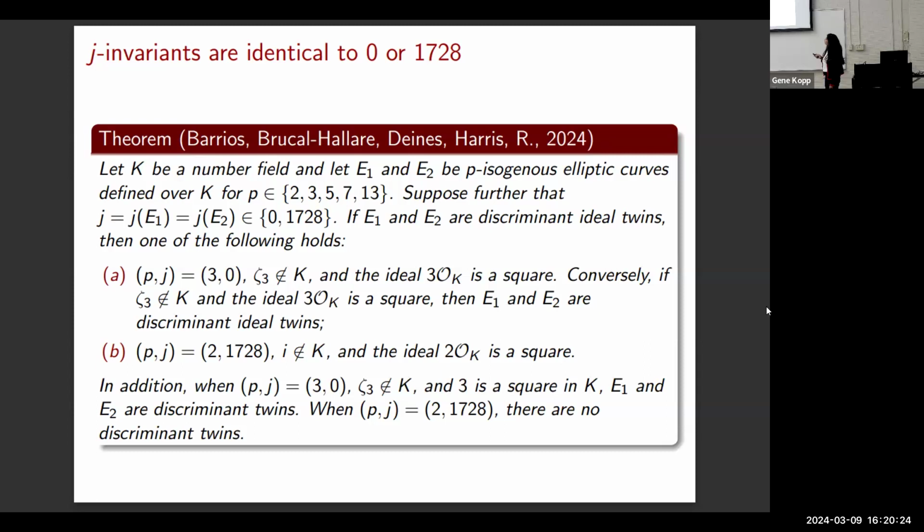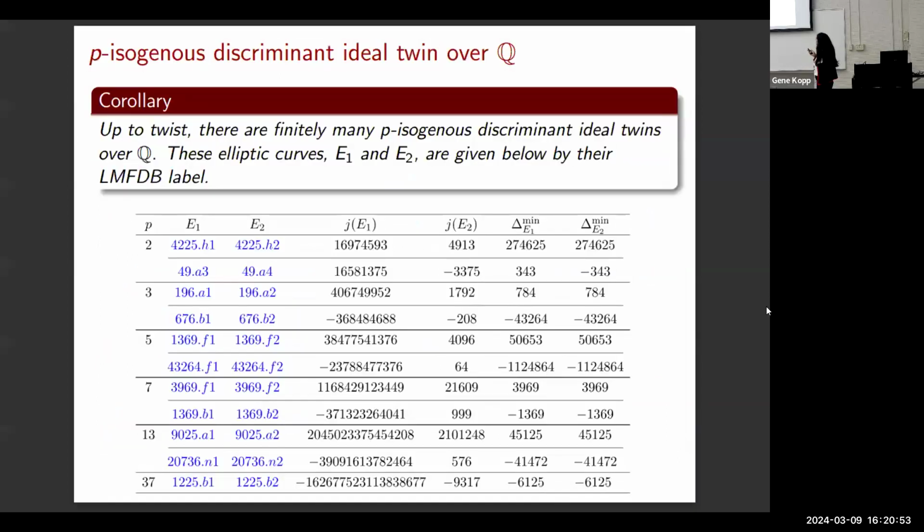In that case, you see that the only primes which matter are 3 and 2: 3 when the J invariant is 0, and 2 when it is 1728. And we have a condition for when it's going to be discriminant ideal twins. In this case, though, we cannot use the parameterization of Alex Barrios, which we stated in the previous slide. So you have to do it in a different method. But we also get a result for 0 and 1728. Here is a list of all the p-isogenous discriminant ideal twins over Q up to twist.